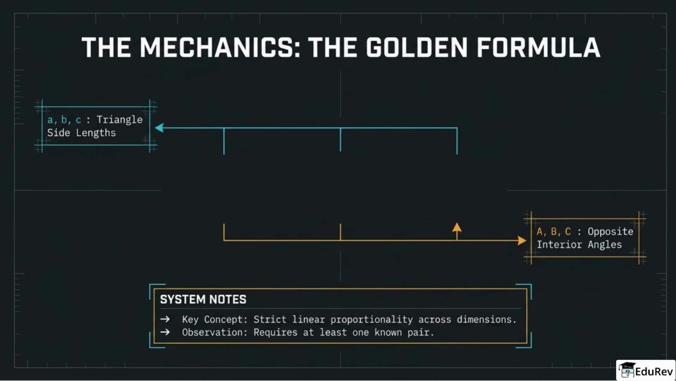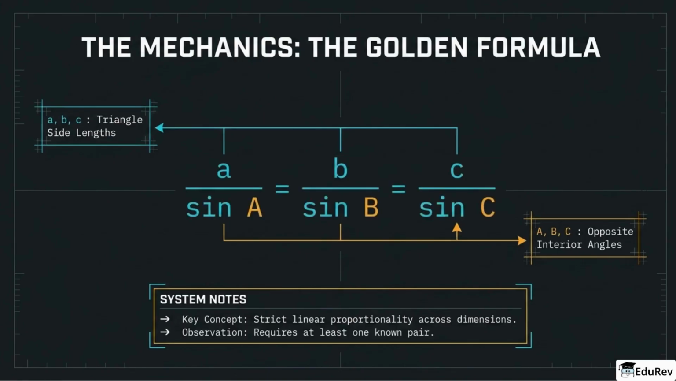The golden formula is a over sine A equals b over sine B equals c over sine C. That means each side is tied directly to the sine of its opposite angle. The rule only works when you already know at least one side angle pair. So the first step is always to identify what is fixed in the triangle. A smart exam habit is to think in ratios, not in isolated numbers, because the whole formula is built on proportional comparison.